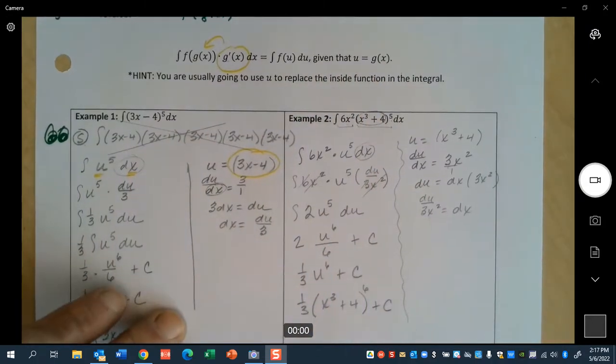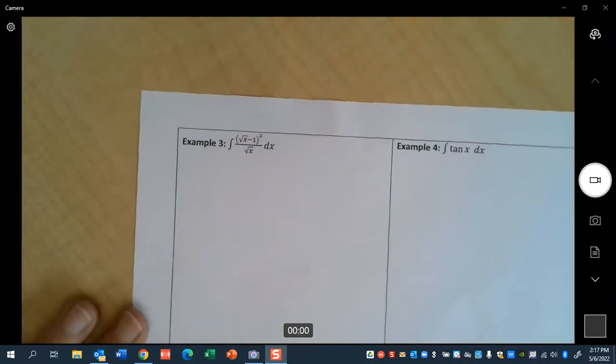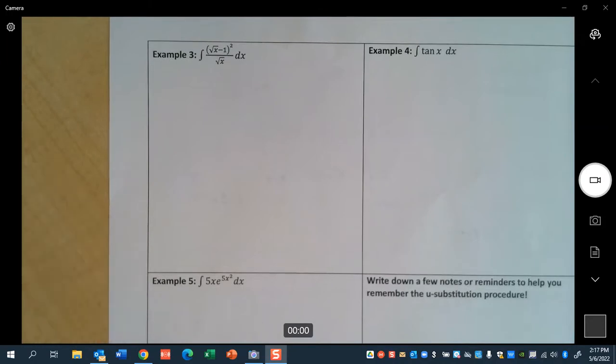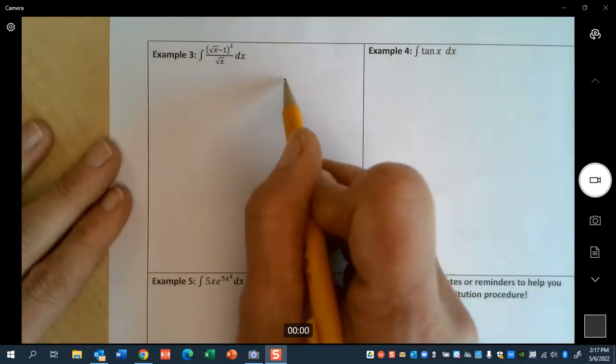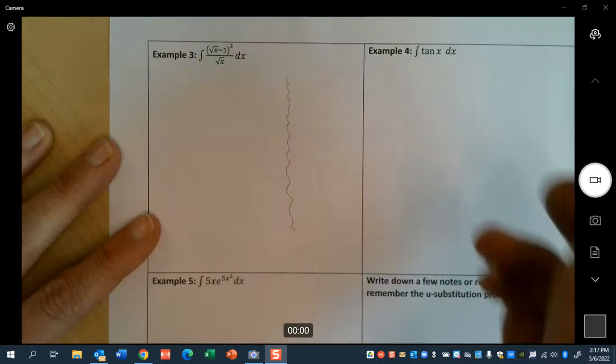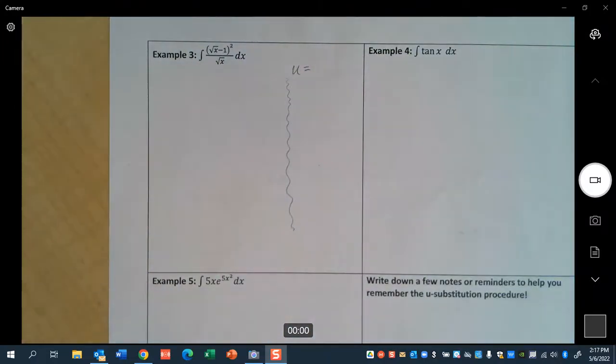All right, stay with me. Let's do example 3. So we have to figure out what our u is. Anybody have any ideas?